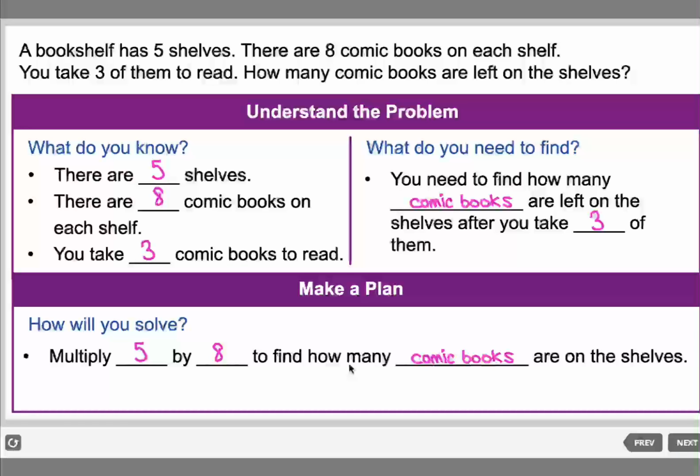What is the second step? You take 3 of them to read. So if you take something, you are subtracting. So the second step is subtract 3 from the product. So the first step, multiply 5 times 8. And the second step, subtract 3 from the product.